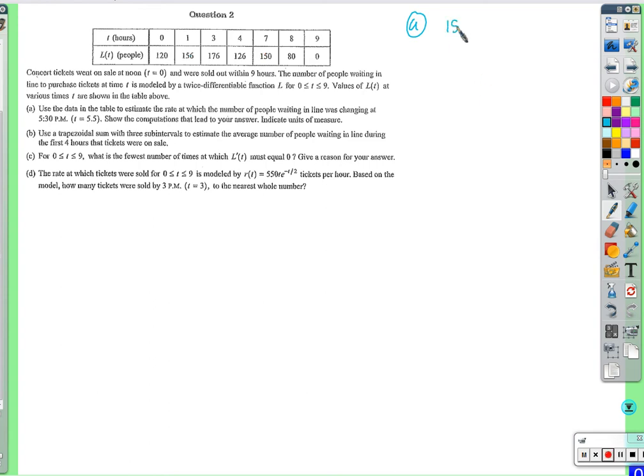So 150 minus 126 over 7 minus 4 equals 24 over 3, which equals 8. So it looks like 8 people per hour are coming into the line. Right? The number of people is increasing. So what would be the units? People per hour.